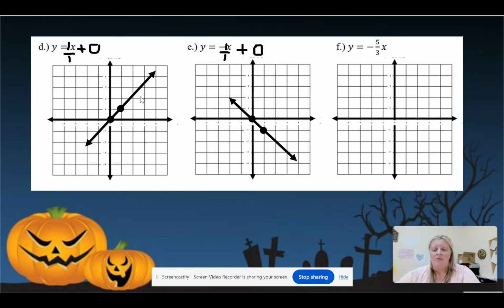And then one more time for letter F, we do not have a second number here, so we start at 0. Now notice how this says negative 5/3. That just means we're going to move down 5 instead of up 5. That's all. Down 5 and always go to the right. Just always go to the right. Down 5, right 3, and there's your line.